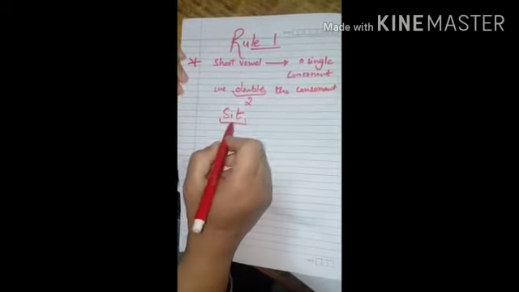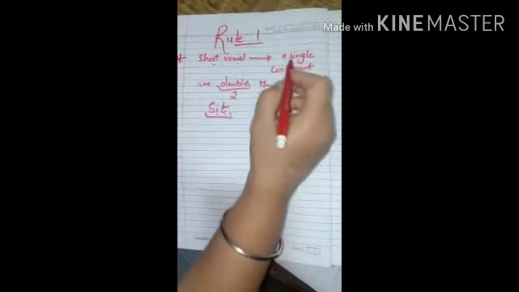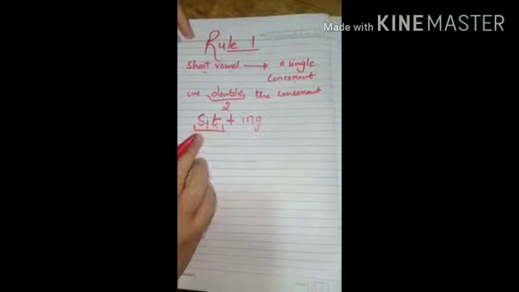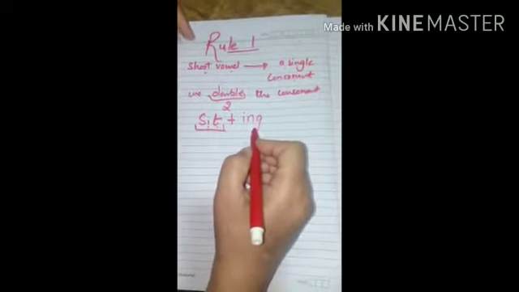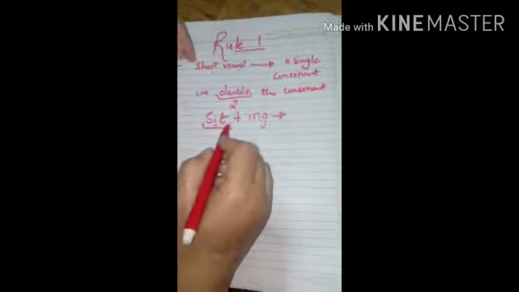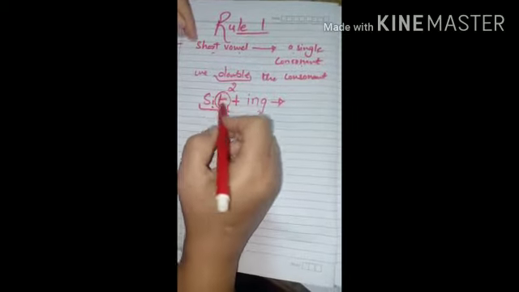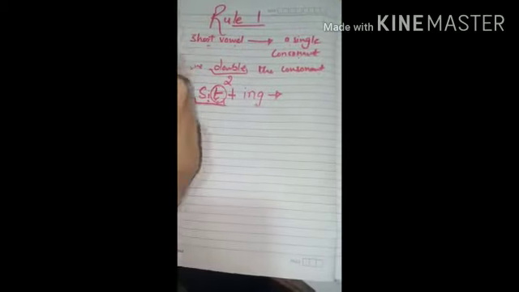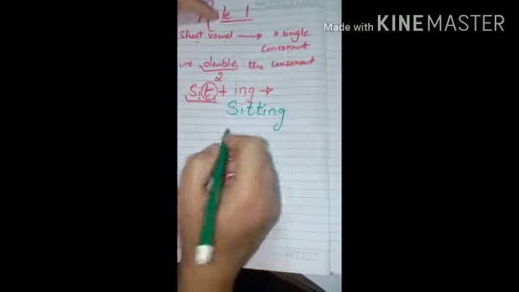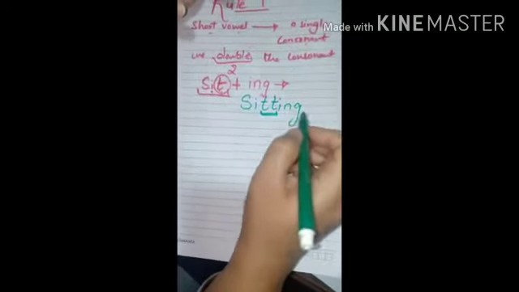Here I am giving you an example like sit. When we say sit, it has a short vowel followed by a single consonant. I am going to add ing to it, the base word and the suffix. According to the rule, there is a short vowel followed by a single consonant T, so we double the consonant and the answer will be S-I-T-T-I-N-G, sitting. So the consonant has been doubled.